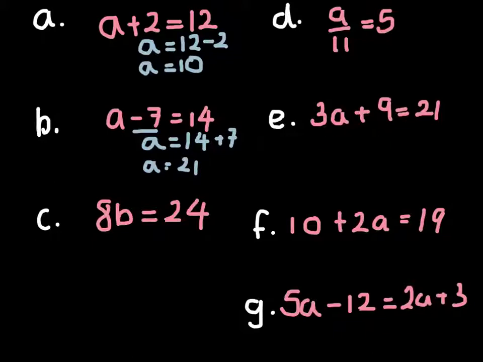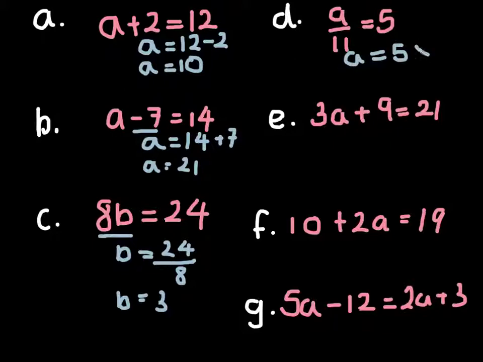Change the side, change the operation. 8 times B becomes B equals 24 divided by 8. B equals 3. D, change the side, change the operation. Divided by 11 becomes times 11. A equals 5 times 11, which is 55.